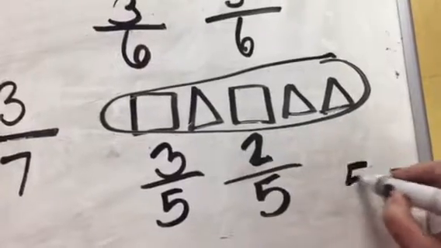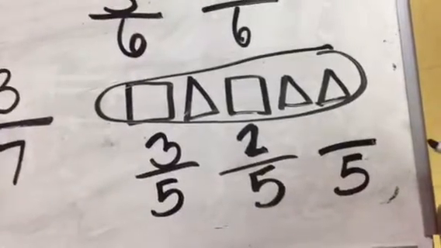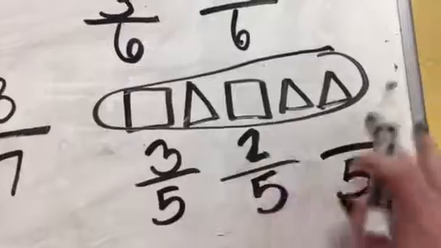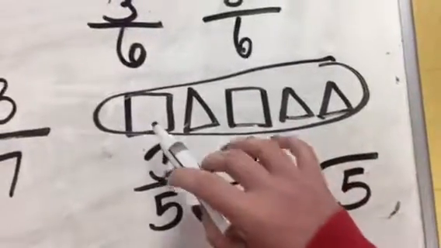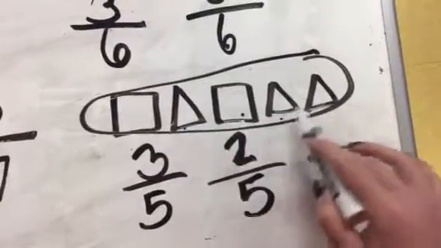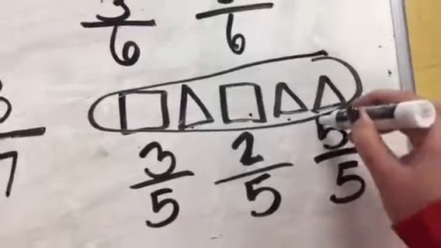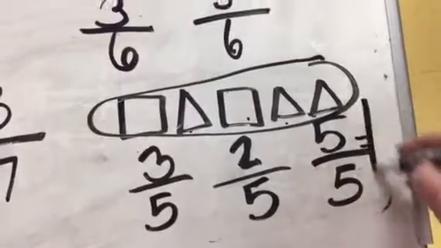What if they ask me, well, how much of this fraction is triangles and squares? Well, 5 total, so it stays at 5. Triangles and squares, 1, 2, 3, 4, 5. The whole thing. So 5 fifths, which we know is the same as 1 whole.